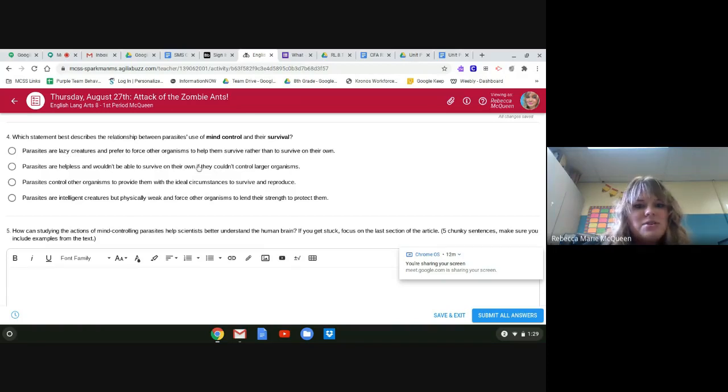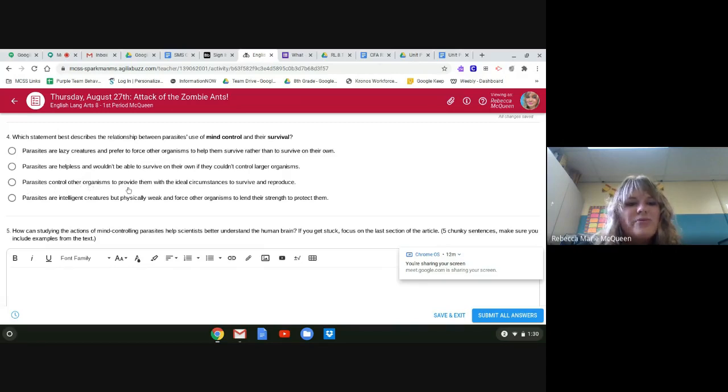So this is the wrong answer just because, like, were the parasites lazy creatures? No, man, that fungus is doing work, all right? It's like popping out of that ant's skull. It's doing work. It's not lazy. Parasites are helpless and wouldn't be able to survive on their own if they couldn't control larger organisms. This is a close answer, right? But I mean, are they really helpless? They didn't necessarily say that. I mean, they could take over anything they wanted to.